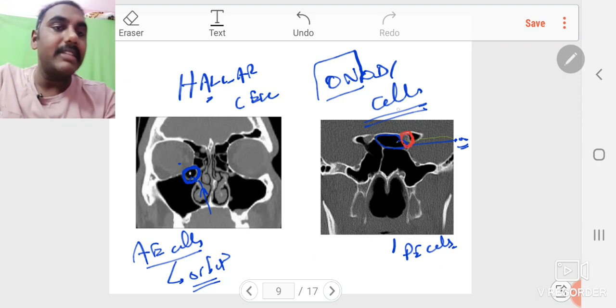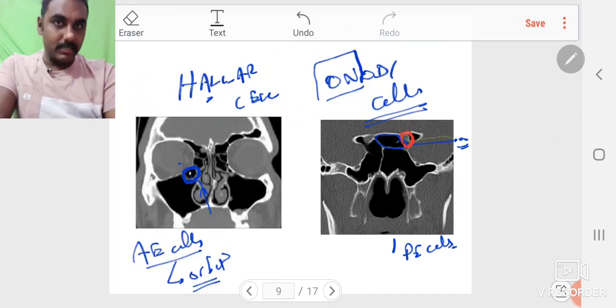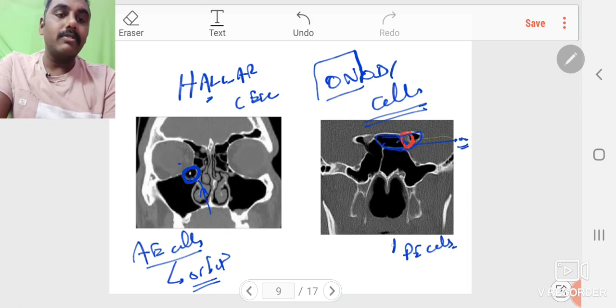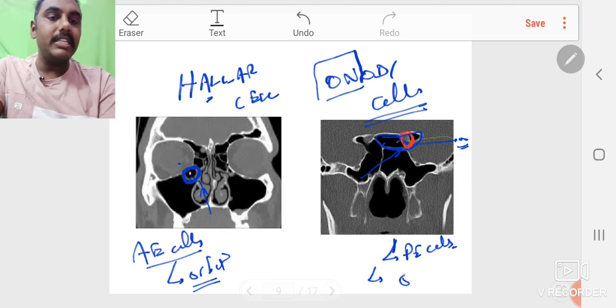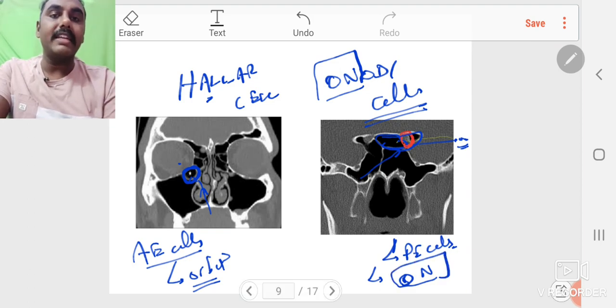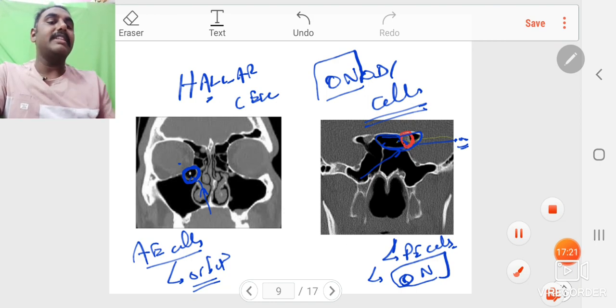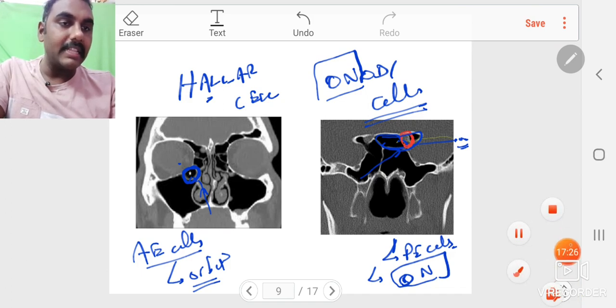What has happened is this Onodi cell almost encompasses the optic nerve. This is a posterior ethmoidal cell, and during surgery if you are passing the endoscope like this, I may damage the optic nerve. So injury to the optic nerve is more with Onodi cell. That is what I said, have a mnemonic of ON. Injury to optic nerve is more with the Onodi cell, that was a last year MCQ also. Just have it in mind. So, Onodi cell and the Haller cell.